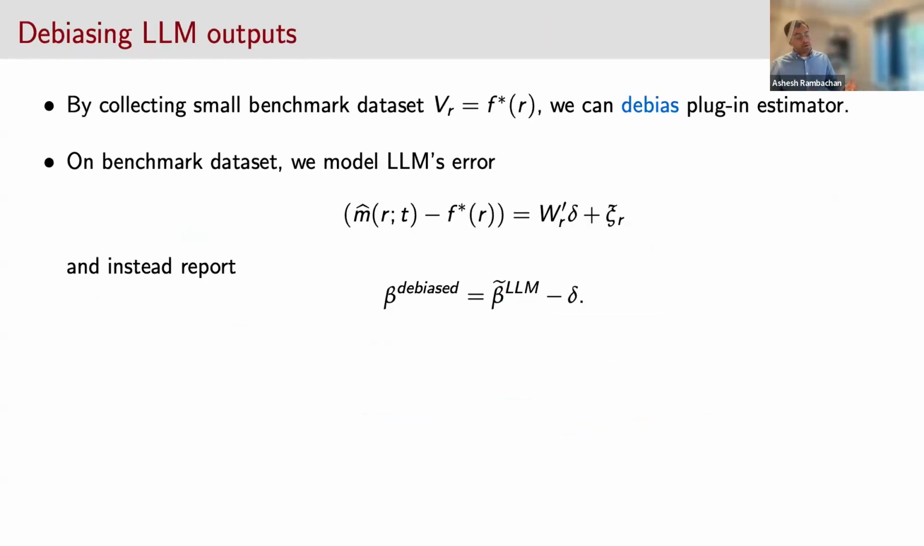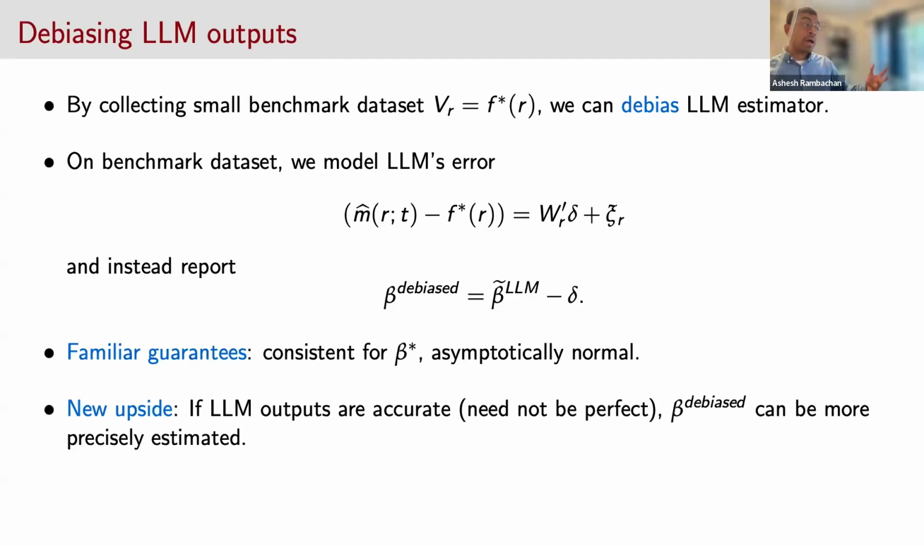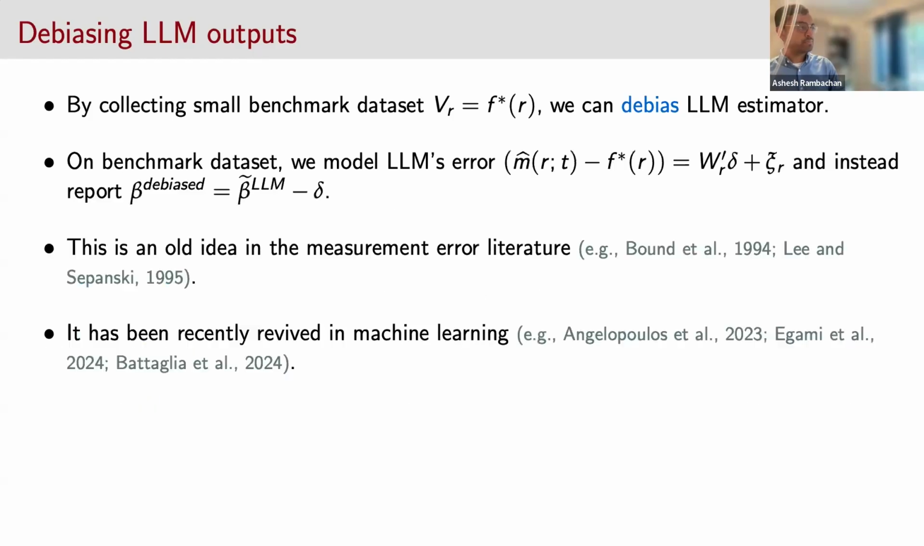It turns out the way to solve this problem builds on a lot of recent work in the PPI world, design-based supervised learning, where if we collect a small benchmark data set of ground truth labels, then we can robustly debias the large language model output. You can derive the familiar guarantees for debiasing. It's consistent and asymptotically normal. And if LLM outputs are accurate, they need not be perfect, this can be more precisely estimated than if you ignore the LLM in the first place.